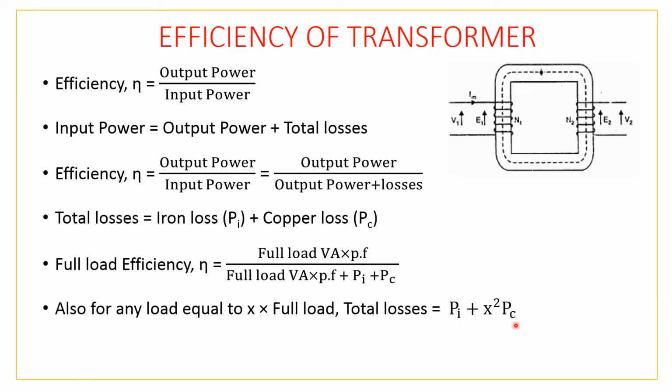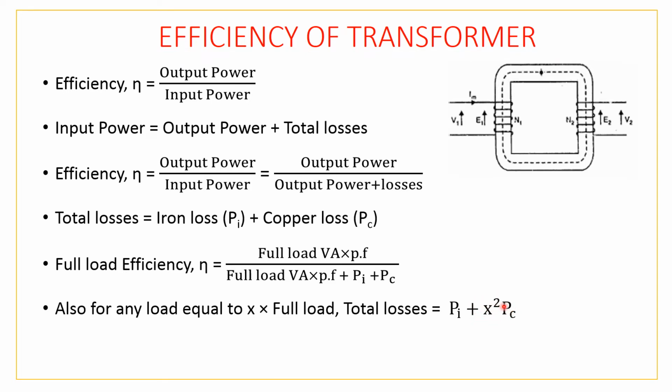So there will be changes in the losses. Which loss? Only copper loss. We know that iron loss is a constant loss, right? So core loss or iron loss is also a constant loss, but only copper loss is variable and it depends on the load. So therefore, for X times full load, the copper loss will vary as the square of the load.